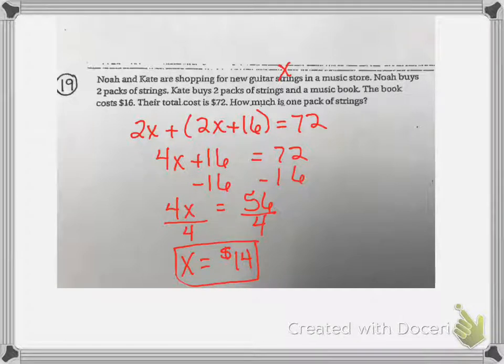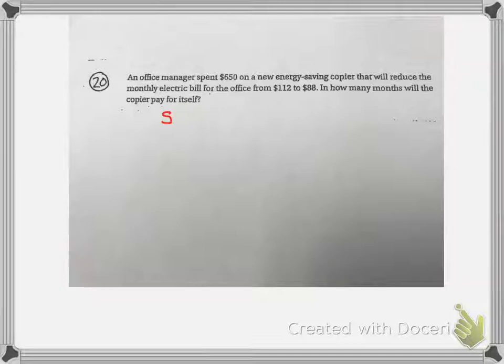All right, let's look at our very last problem. Okay, an office manager spent $650 on a new energy-saving copier that will reduce the monthly electric bill for the office from $112 to $88. In how many months will the copier pay for itself? Okay, the savings is $112 minus $88. Okay, so that gives us a savings of $24 per month.